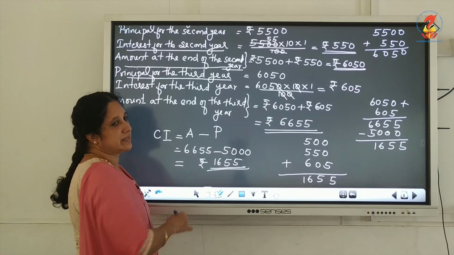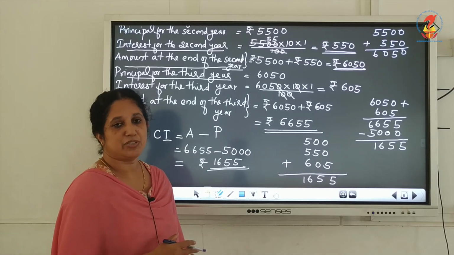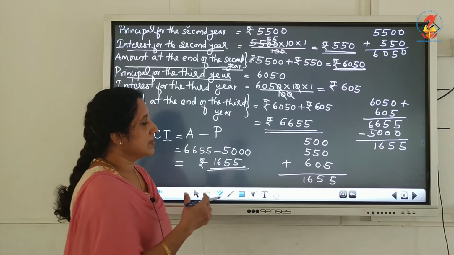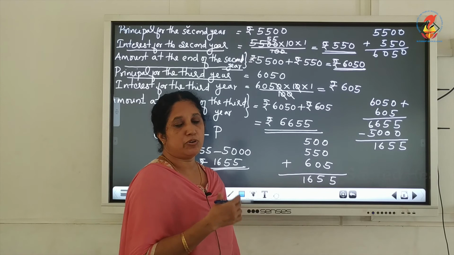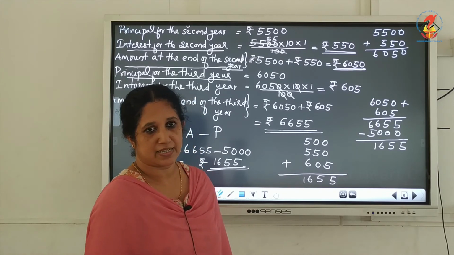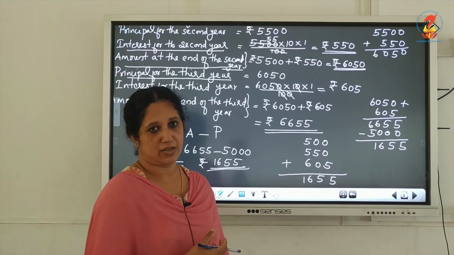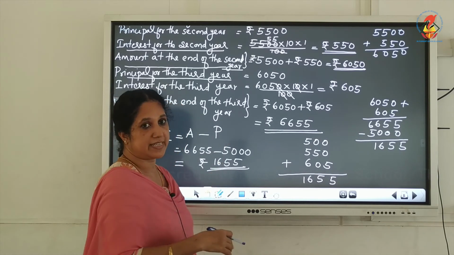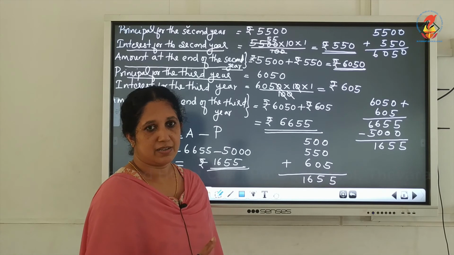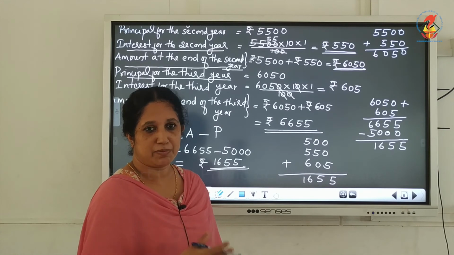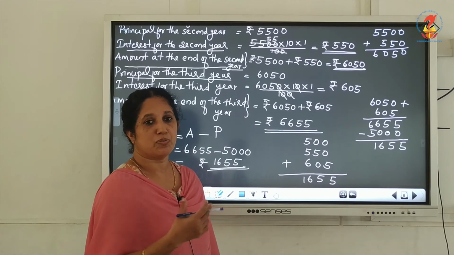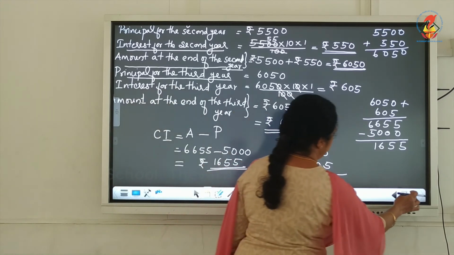But look at this method. It is a lengthy method. It will take a lot of time. So banks and everything, they won't use the simple interest calculation. They will use the compound interest calculation. And if you do the compound interest calculation year by year, it will be very difficult. That means it is a lengthy process. So we have a formula.